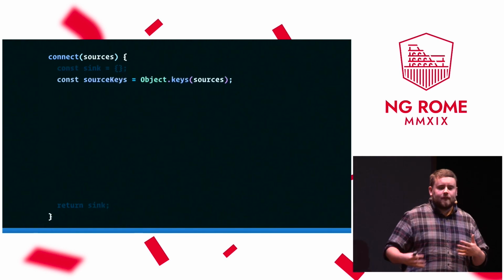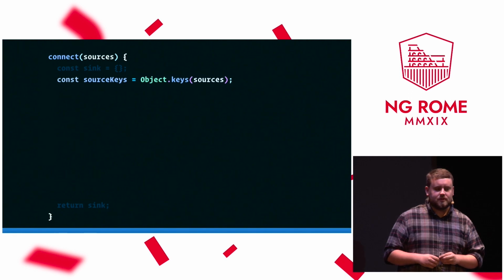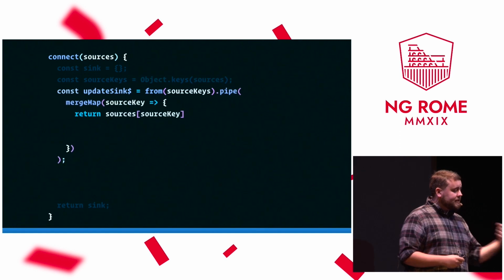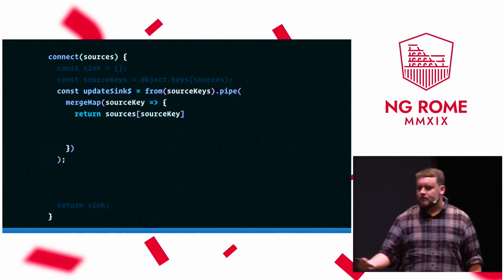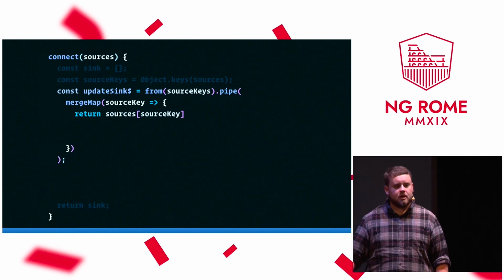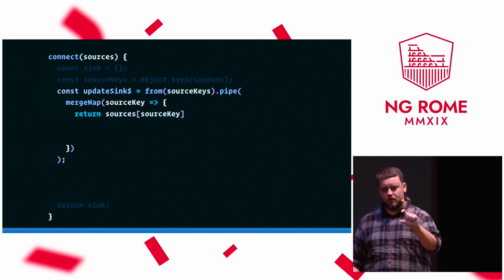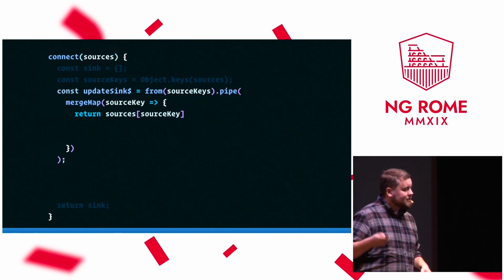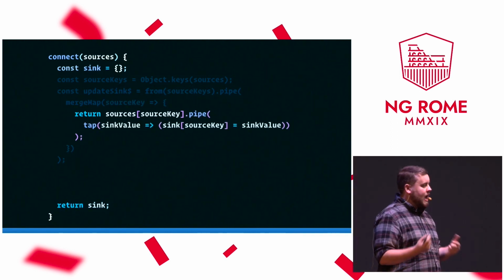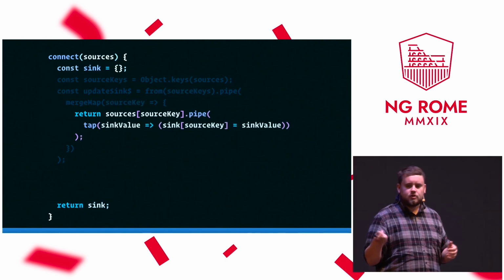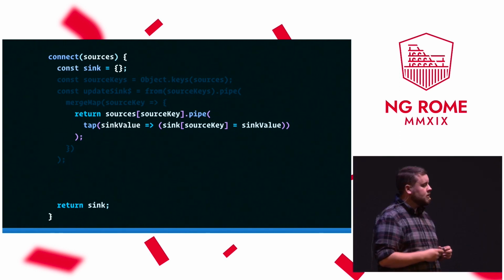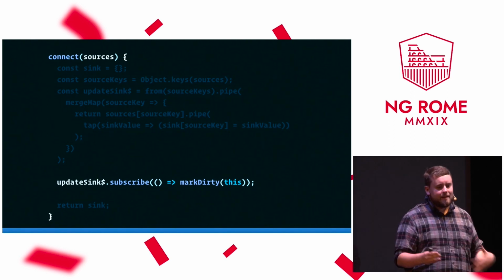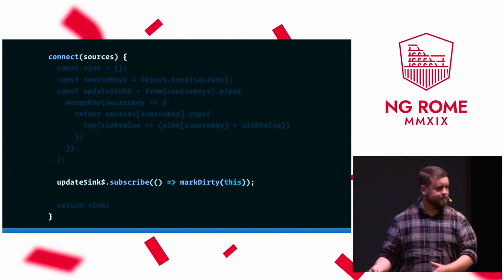Then I'm going to get an array of all of the keys in that dictionary of observables, and I'm going to turn it into an observable itself of every key. Using those individual keys, I'm going to mergeMap into the observable that key points at. So if I passed in a dictionary and the key was books and it pointed to an observable of books, this will now get me to that observable. And what I'm going to do is say every time this observable changes, I'm going to write the new value that I'm seeing to that state sink. At the end, I'm going to take that new observable that I've built up, subscribe to it, and every time I see a new value come out, I'm going to call markDirty.